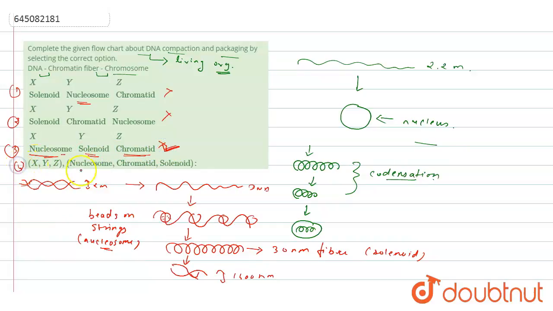Fourth is nucleosome, chromatid and solenoid. No, solenoid should be in the middle. So this is also an incorrect one. So the correct sequence of the flowchart will be nucleosome, solenoid and the chromatid. So this is your correct option 3.